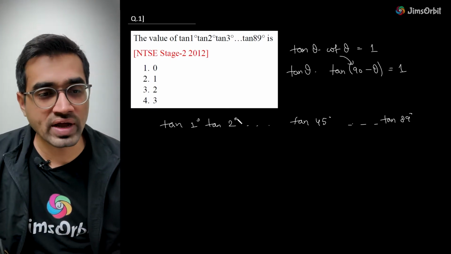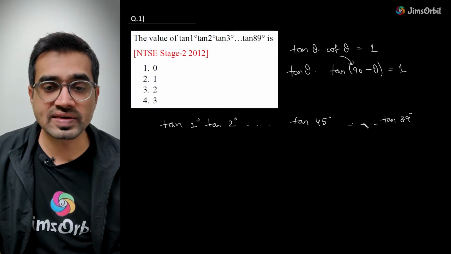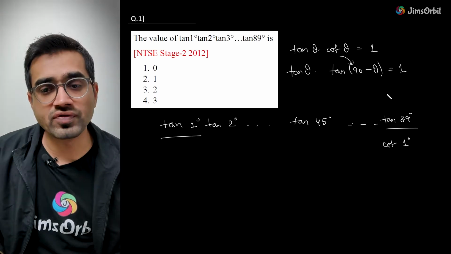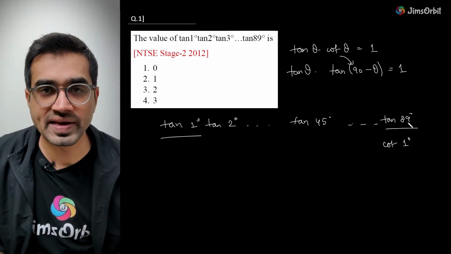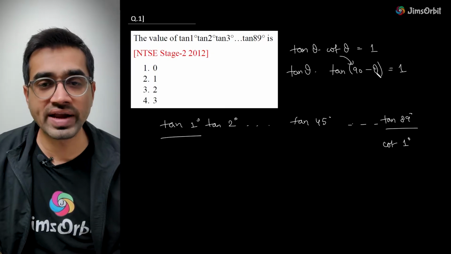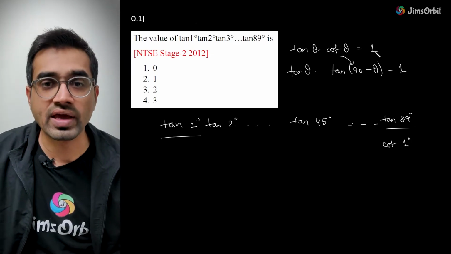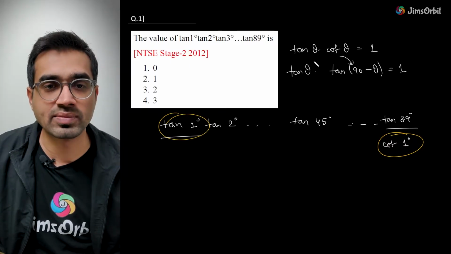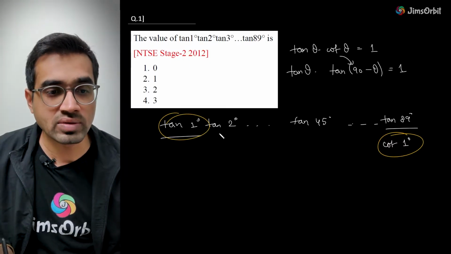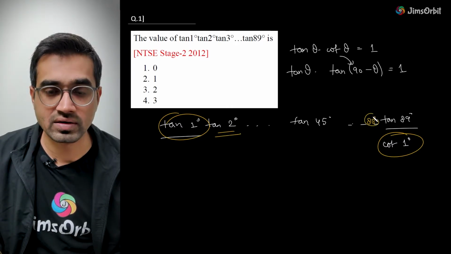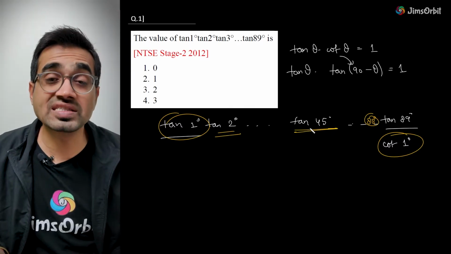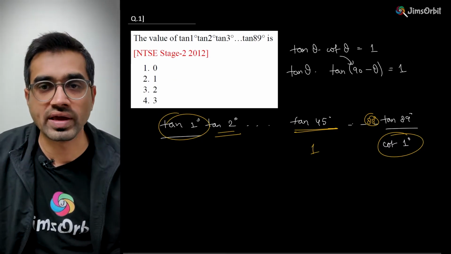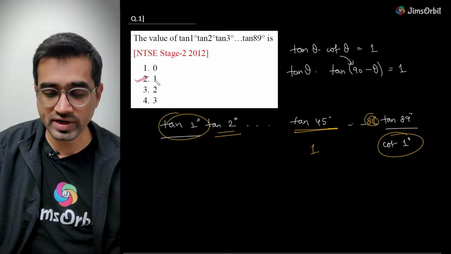Now you know that tan of 89 can be written as cot of 1. Why? Because if you replace this by 90 minus 1, you get 89. That's correct. Tan of 90 minus 1 is cot of 1. Now this term and this term when multiplied will become 1 because they are reciprocal, tan theta times cot theta. Similarly, tan 2 will be cancelled by tan 88. But this one will be left out, and this itself is 1 because tan 45 is 1, and hence the answer comes out to be 1. Pretty simple. I think most of you already know this.